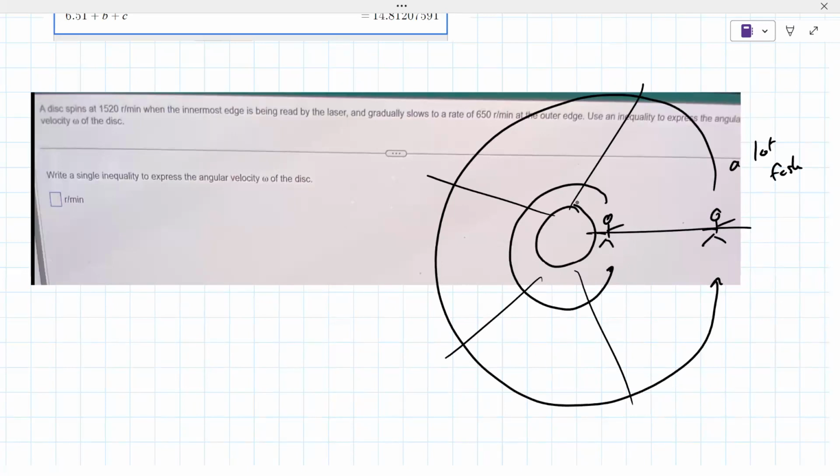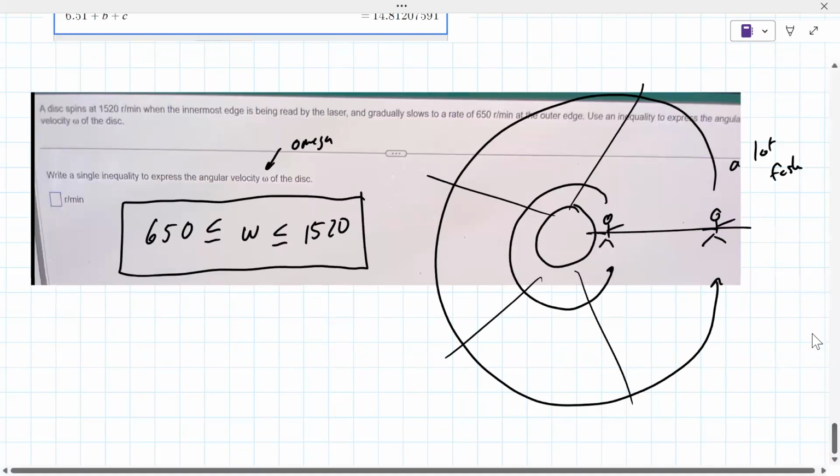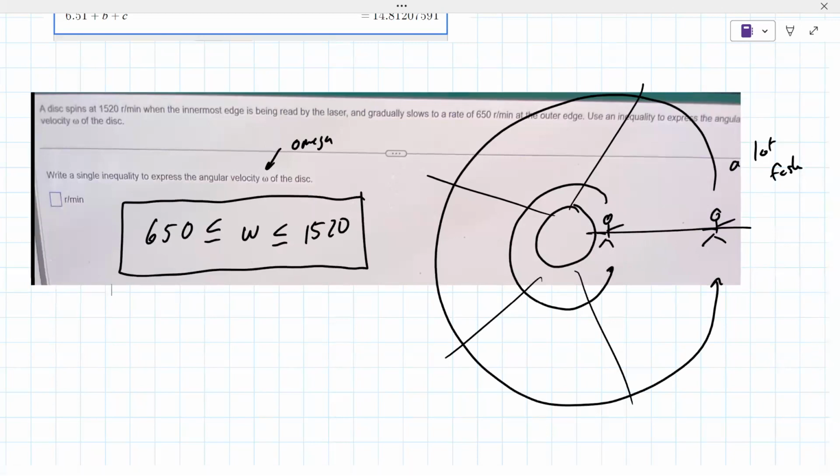So it's using inequality to express the angular velocity W of the disk. I mean, I think really all this is asking for is 650 less than or equal to, and make sure you use, it's really omega. It's a Greek letter. Make sure you use the Greek letter, not W, is 1520. I think this is all it wants. It's just saying like it's going to be anywhere between those two values.